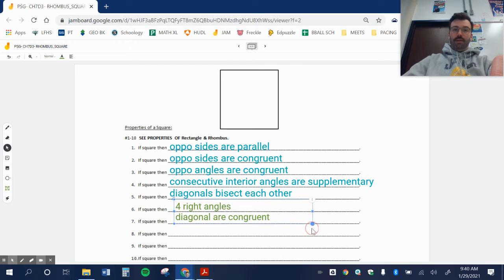The next 3 are going to come from the rhombus, rhombus. It's a rhombus.